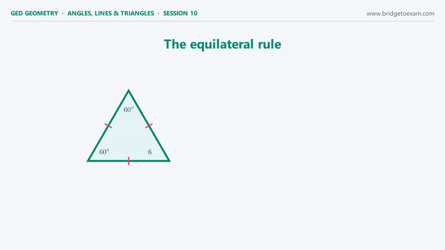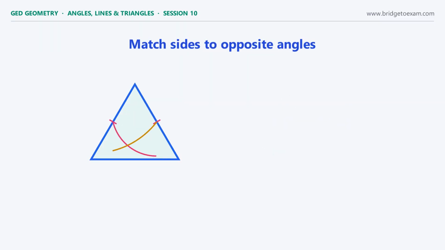Now, the equilateral triangle, where all three sides are equal. If all three sides are equal, then all three angles are equal too. And since they must add to 180, each angle is 180 divided by 3, which is exactly 60 degrees. Every equilateral triangle has three 60-degree angles. No calculation needed.